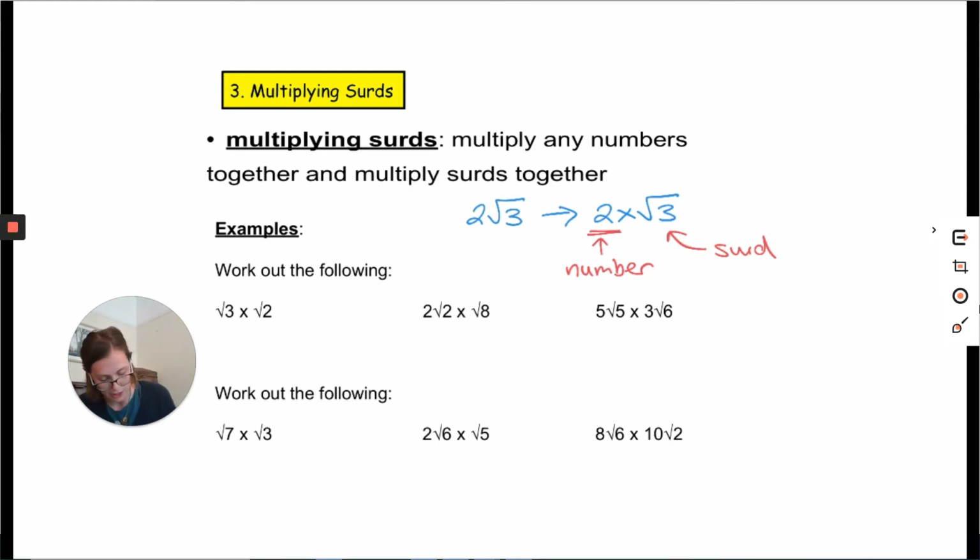But if you look at this first example, root 3 times root 2 can be combined because they are both surds. So because they're both surds, you can combine them and this will become root 6, and you're done.